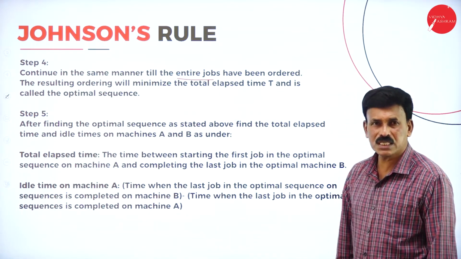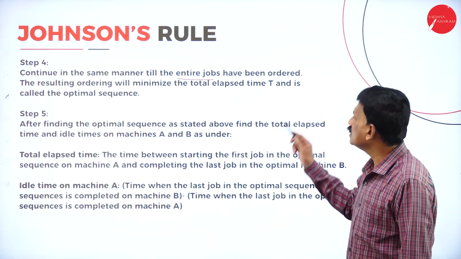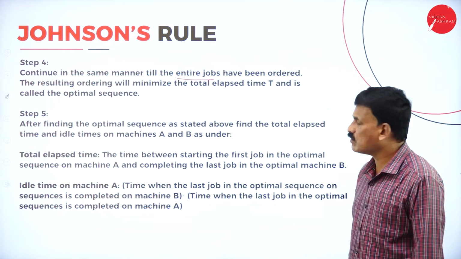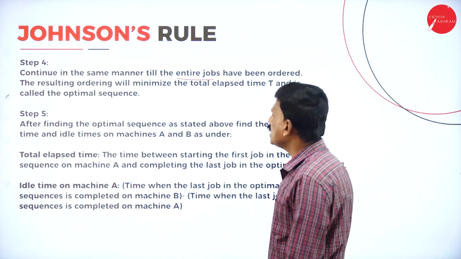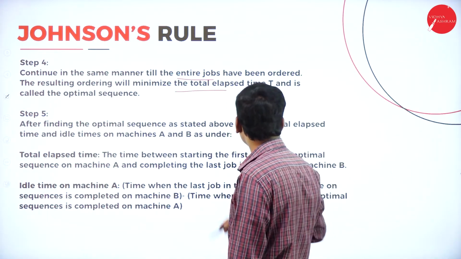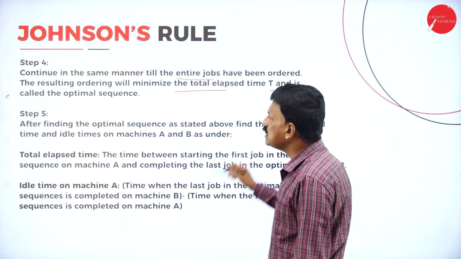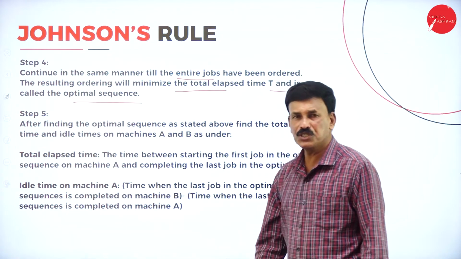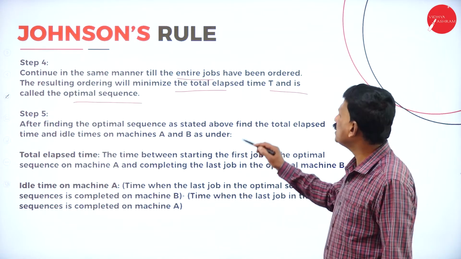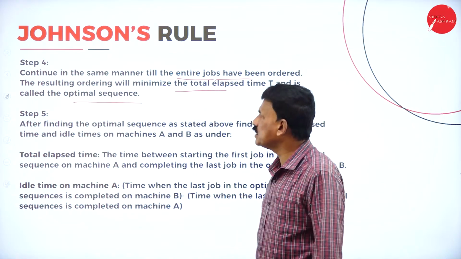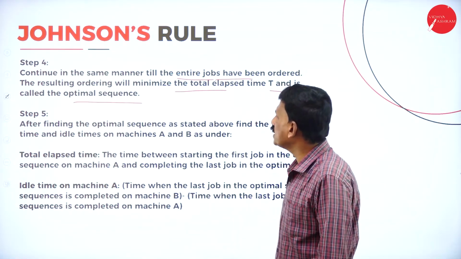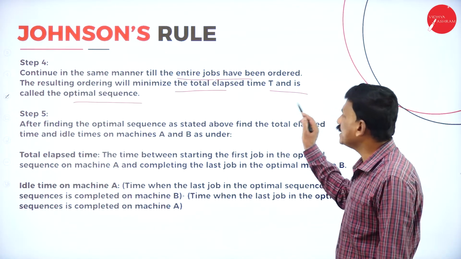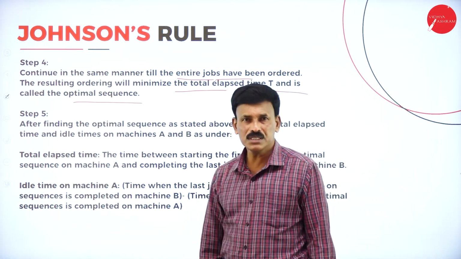So this process is continued until all the jobs have been ordered. The resulting order will minimize the total elapsed time T and is called the optimal sequence.